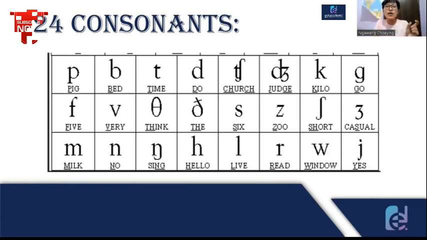Then comes the ka and ga. There's a difference between ka and ga as well, right? Ka as in kink, kit, kit cat. Then comes the ga, girl, gun, right? And the next one is fa and va. Fa, five, fix. And va, very, vixen, va sound.